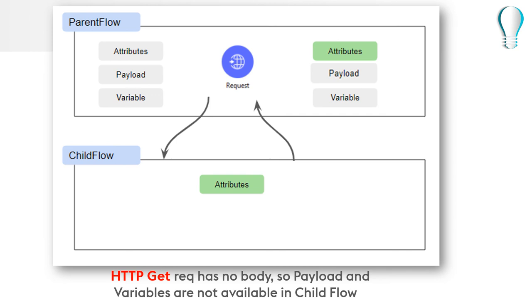So in the case of HTTP GET, you are not able to pass any payload or any variable to your child flow. Of course, your child flow is not able to update those payload and variables. So in your parent flow, payload and variables remain unchanged. But when you do an HTTP GET call, you have to generate new attributes while passing the request to the child flow. Here, if you see, attributes is in gray and here it is green. So they have already changed here. And when you go back to your parent flow, your attributes would be the updated one and not the old one.